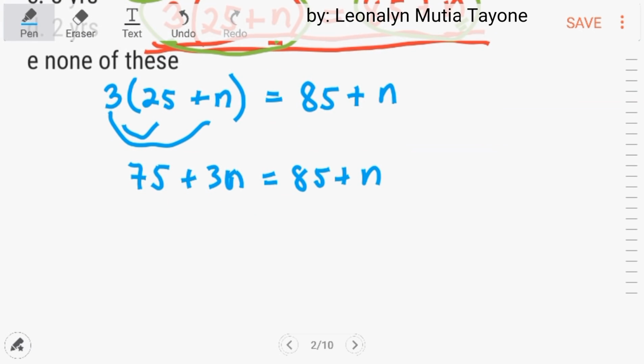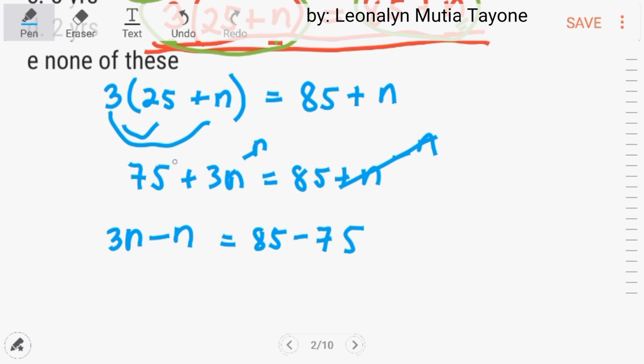Ipagsama ang mga like terms. So, 3n minus n. Bakit naging minus? Kasi nag-transpose tayo. Mag-minus ka ng n to both sides para makancel si n dito, nandito na siya sa kabila. Kaya, 3n minus n equals 85 minus 75, kasi nag-minus tayo ng 75 to both sides para makancel si 75 dito. So, 85 minus 75, and that is 10. 3n minus n equals 2n.